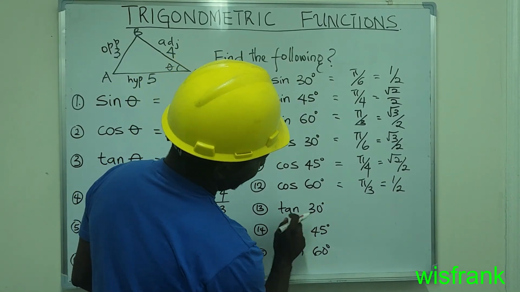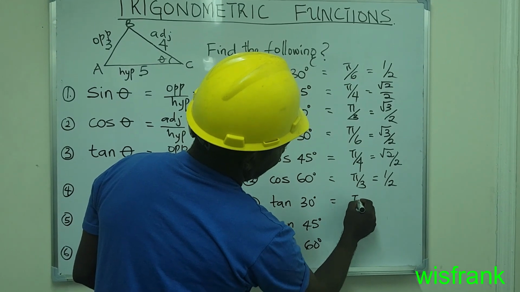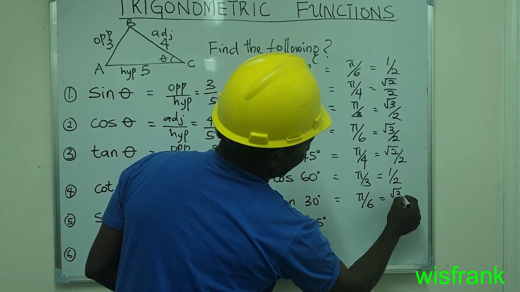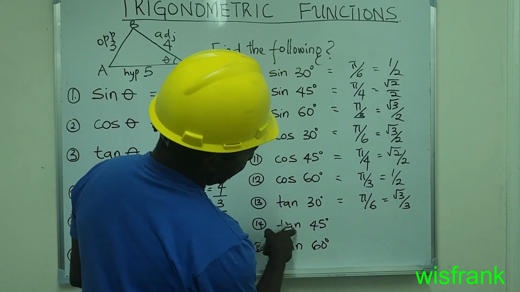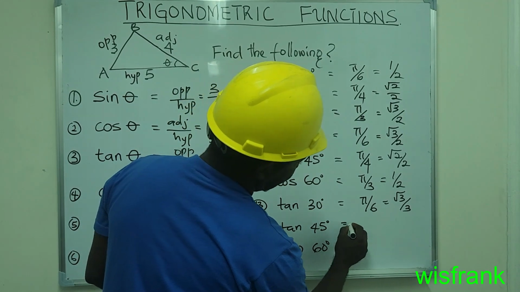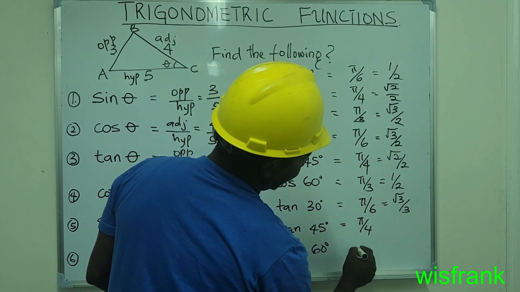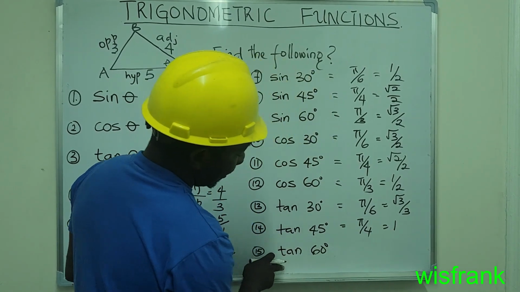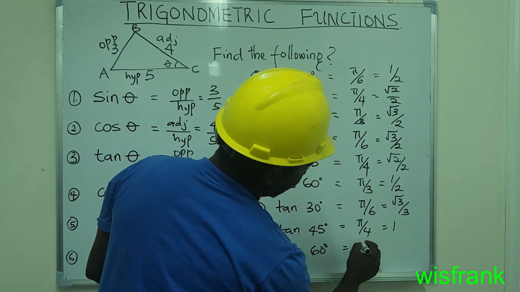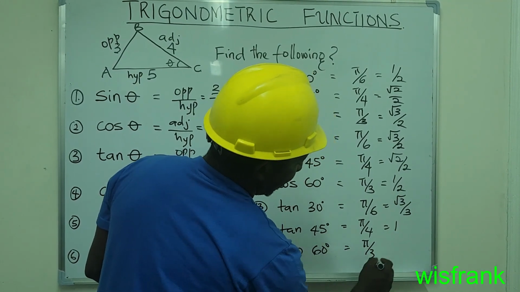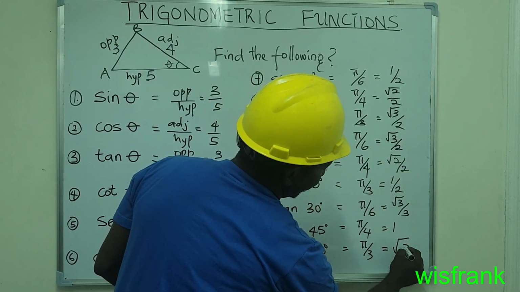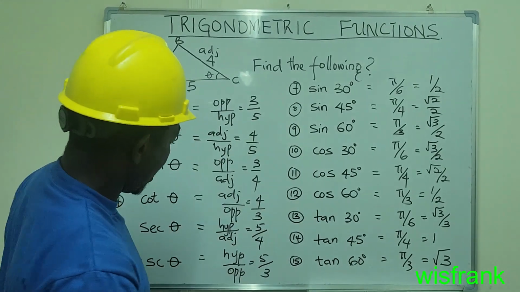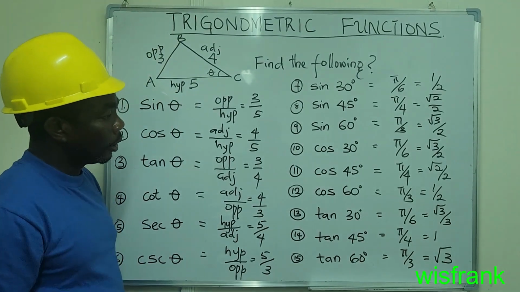So tan 30 here is the same thing as pi all over 6. We further break it down, we have root 3 all over 3. Then tan 45 is the same thing as pi all over 4. Then we further break it down, tan 45 is 1. Then tan 60 is the same thing as pi all over 3. Then we further break it down, we have root 3. So these are the solutions for all the questions that we have on the board here.